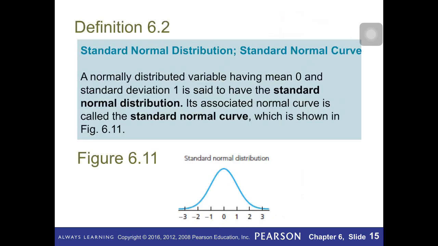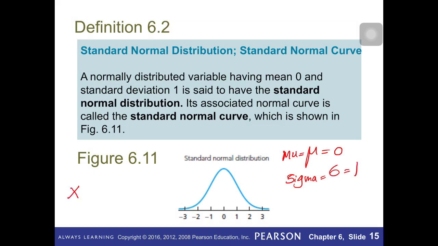Okay, the standard normal distribution, or the standard normal curve, which means that if my mu, do you remember this notation, is equal to 0 and sigma equals 1.